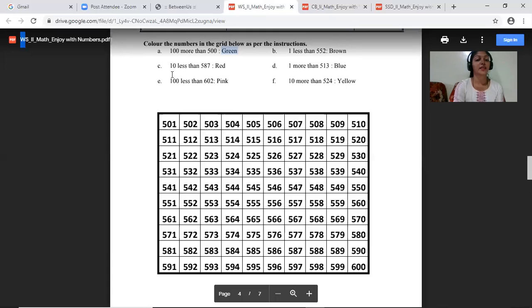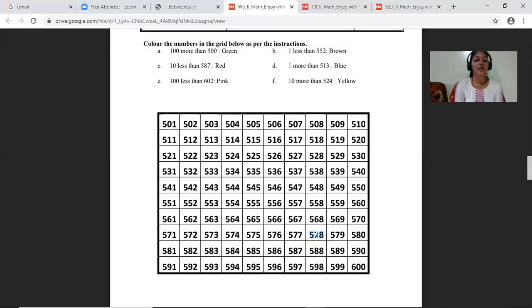Next one. 10 less than 587. So what you have to do, first mark 587. Where is 587? Oh, here. That is 587. Now 10 less. When I say 10 less, locate the 10th place and make it less. It will come above the number. So what is the answer? 587 is here. So it is 577. So which color should you give it there? 577 should be colored in red. Very good.